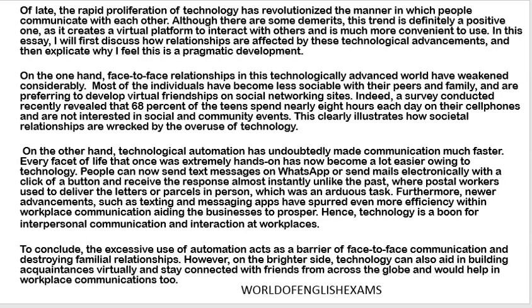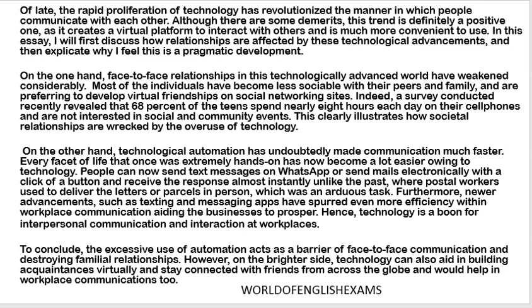Of late, the rapid proliferation of technology has revolutionized the manner in which people communicate with each other. Although there are some demerits, this trend is definitely a positive one, as it creates a virtual platform to interact with others and is much more convenient to use. In this essay, I will first discuss how relationships are affected by these technological advancements and then explicate why I feel this is a pragmatic development. Now, this is the introduction.